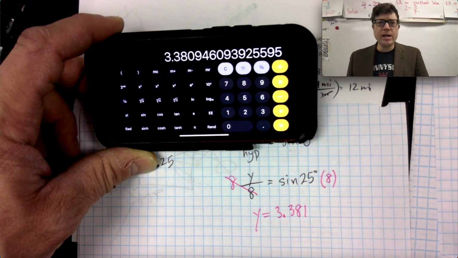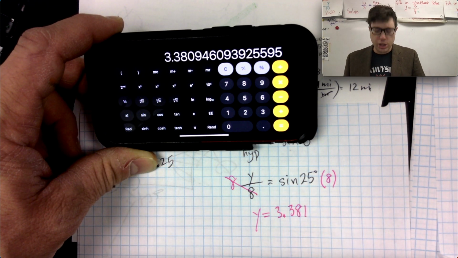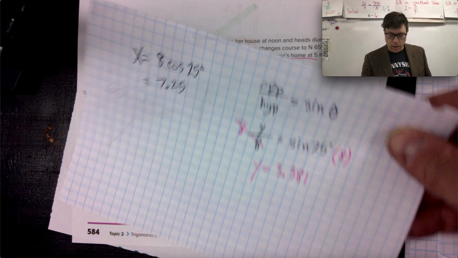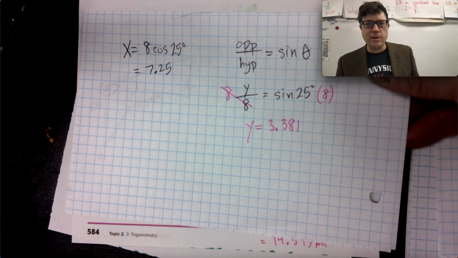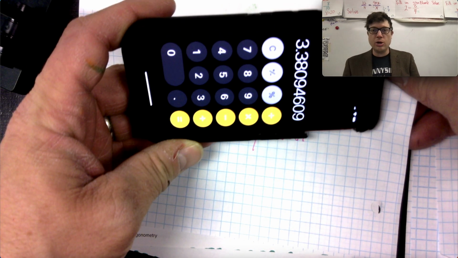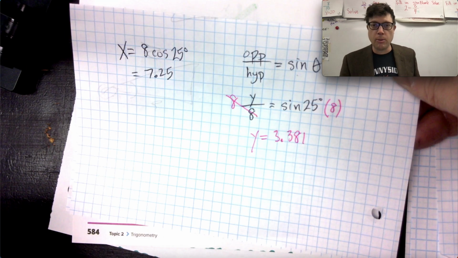3.381. We already got that from the other calculation, right? Showing the original work. Y is 3.381. There it is. There's a little rounding error because of our other rounding problems. This is the closest decimal answer that we can come up with.